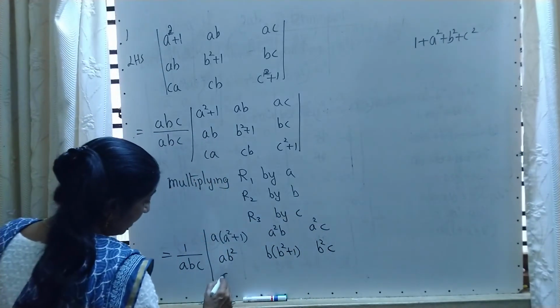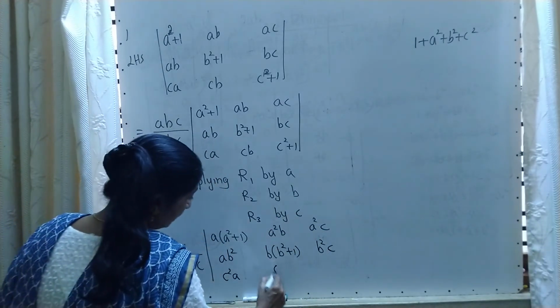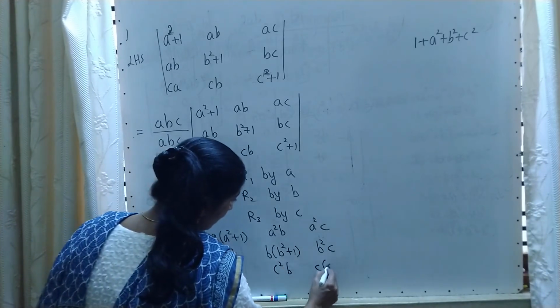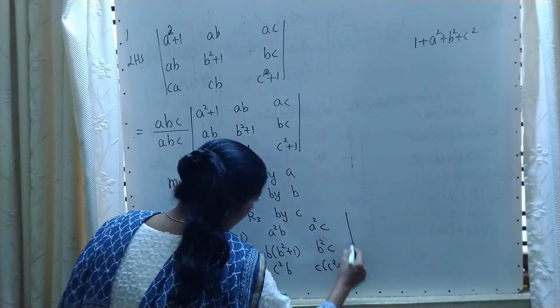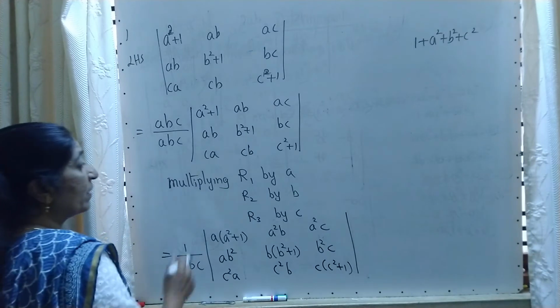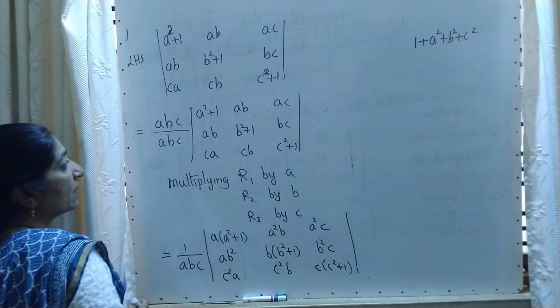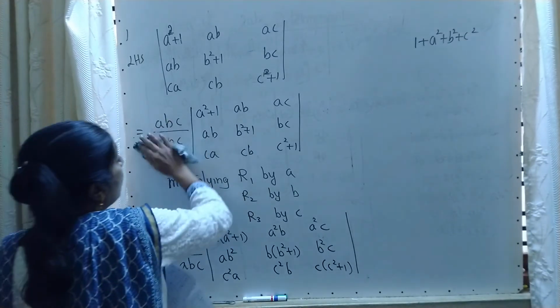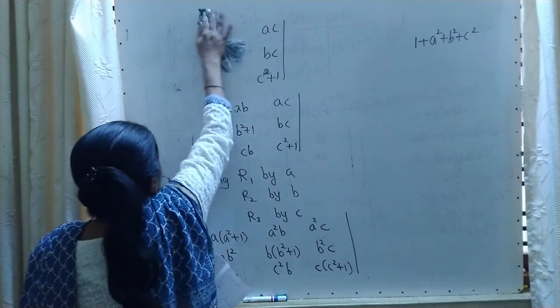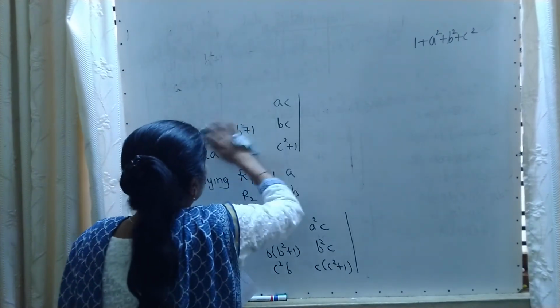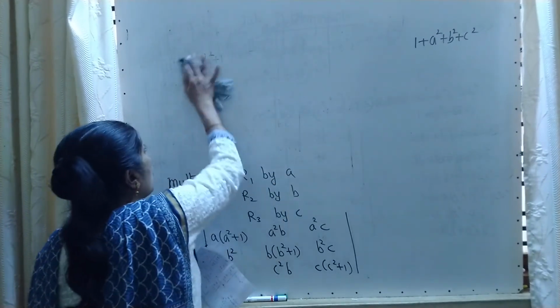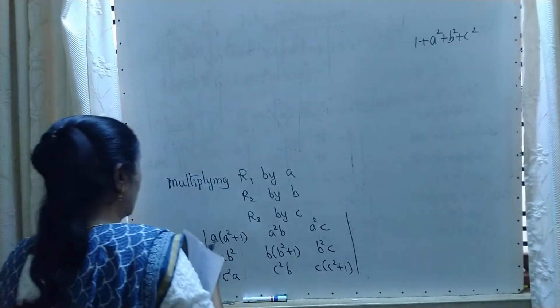Third row is multiplied with C. And here again, one more interesting step. Here you multiply for a row. Now I am taking A common from the column. Multiplying for row, now I am taking common from column. So I am writing that also.